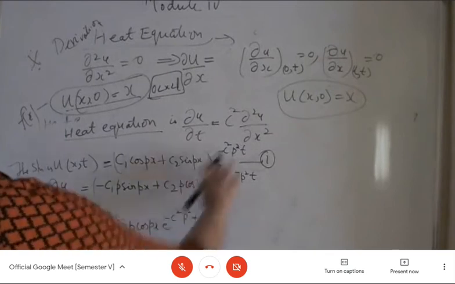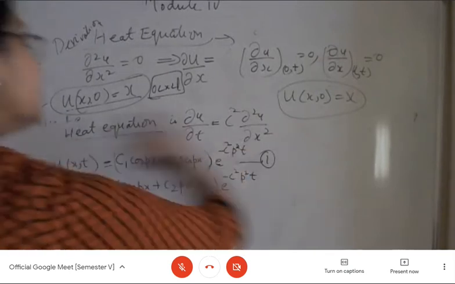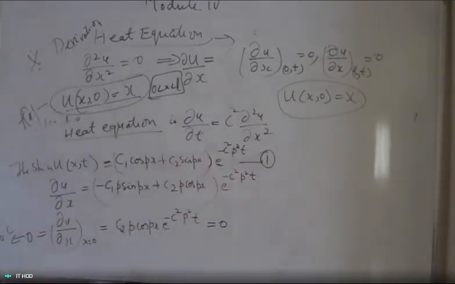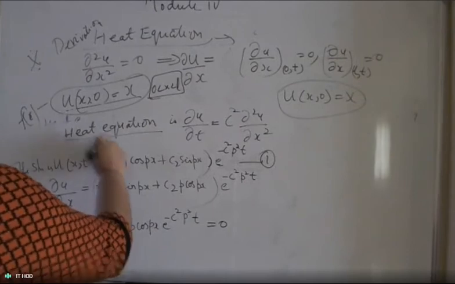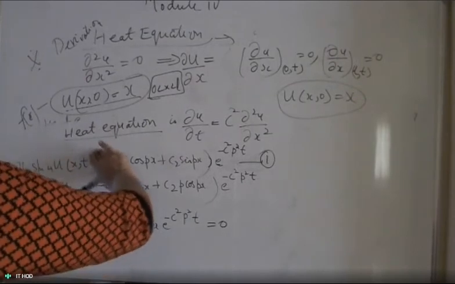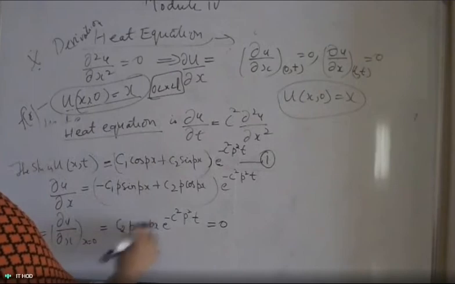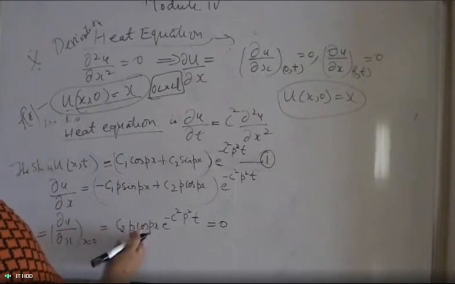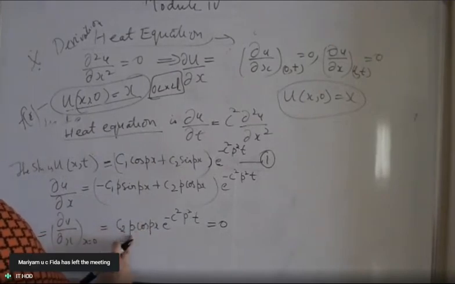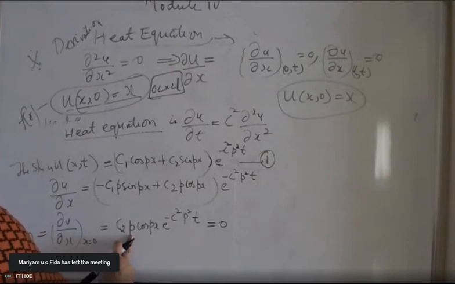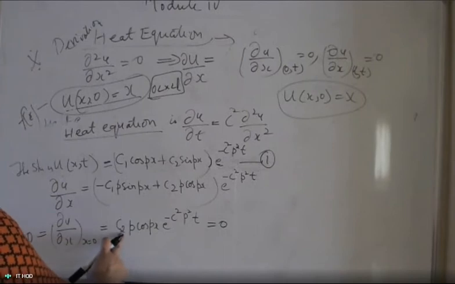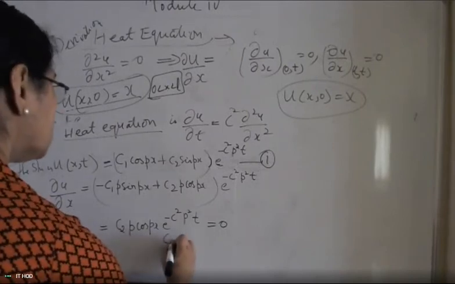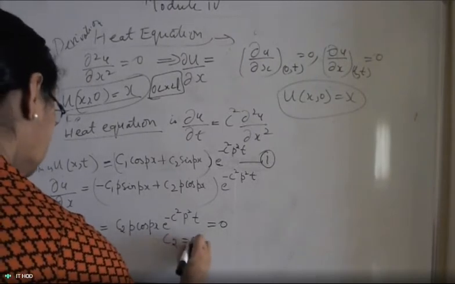If this is equal to 0, then u(x,t) will be everything equal to 0, and that becomes a trivial solution. Trivial solution means this is equal to 0, meaningless. And if cos px is equal to 0 or p equal to 0, this is also not possible. So the only possibility is C2 is equal to 0. Therefore, C2 is equal to 0.